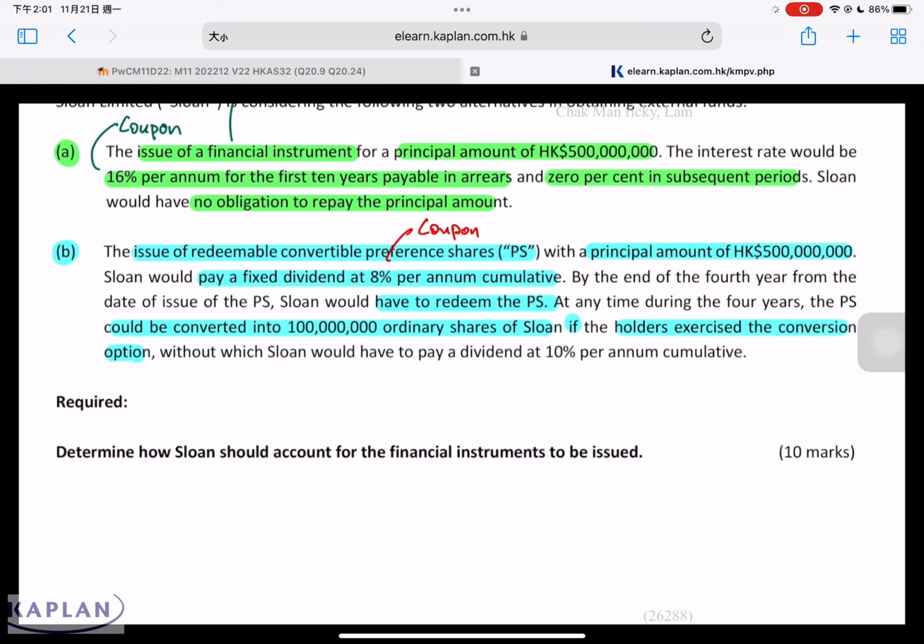$5 into 1 share means the right to buy a share, or sometimes we call this a call option. Without the conversion rights, the company would be paying a dividend of 10% per annum. We call this the effective interest. This is a convertible preference share.